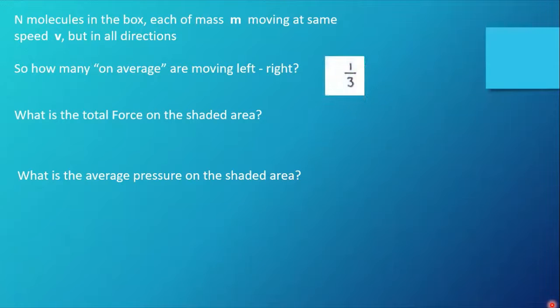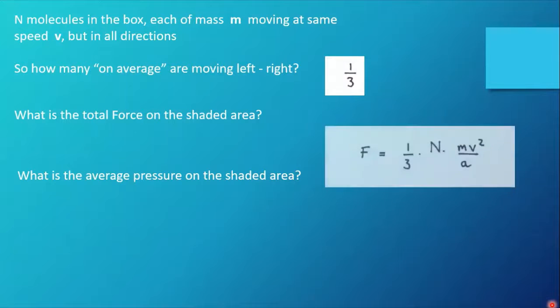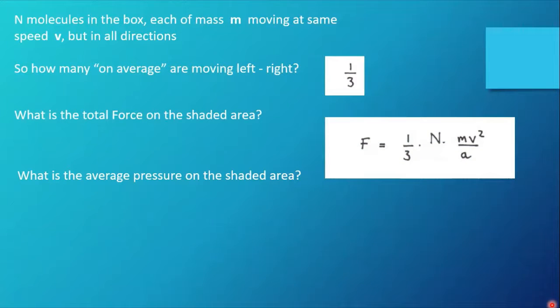Yeah, it's going to be a third, because another third will be moving in a plane vertically, and another third will be moving in a plane in and out from where we look at the picture of the box. So what is the total force on the shaded area? Yeah, it's going to be a third. F equals a third nmv squared over a.